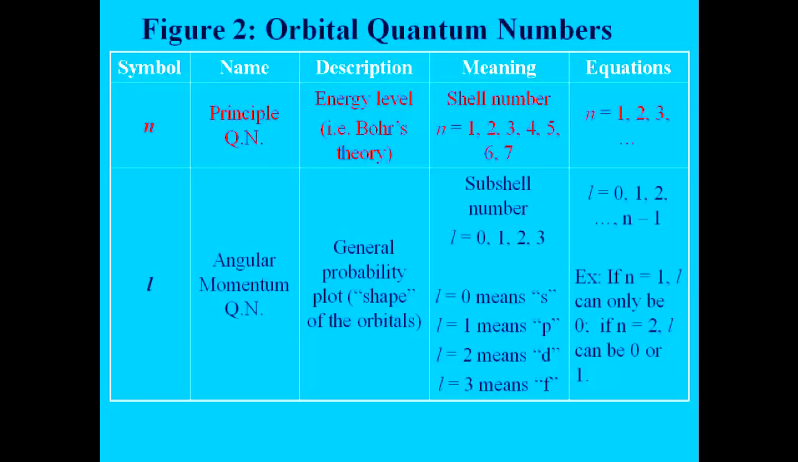The l is the angular momentum quantum number. It is the general probability plot, or the shapes of the orbitals. With the hydrogen density distribution picture that we saw, we could see that the shape of a sphere was being formed, and that is the shape of the s orbital. The subshell numbers, l, will range from 0 to 3, and each number will indicate a shape. 0 means s, 1 means p, 2 means d, and 3 means f. Now l will equal 0 to whatever n minus 1 is. For example, if n equals 1, then l can only be 0. But if n equals 2, l can be 0 or 1.